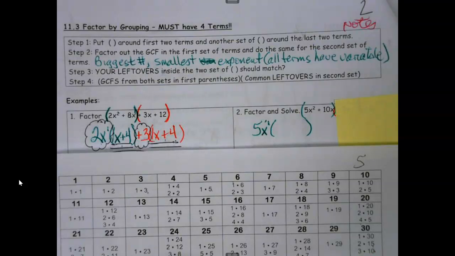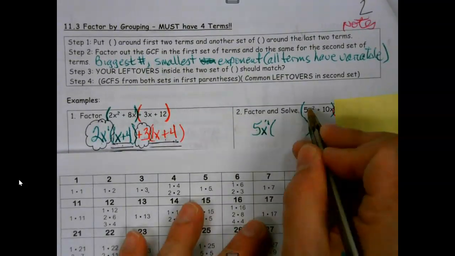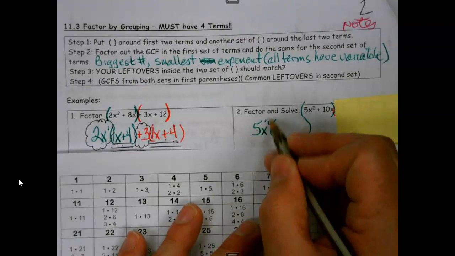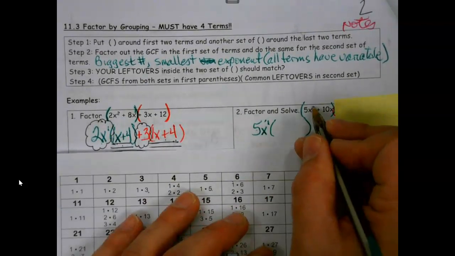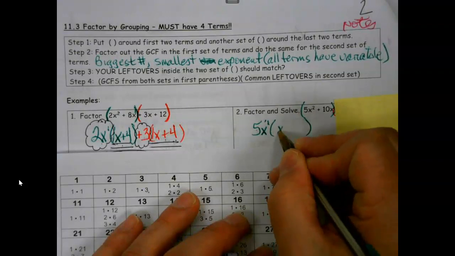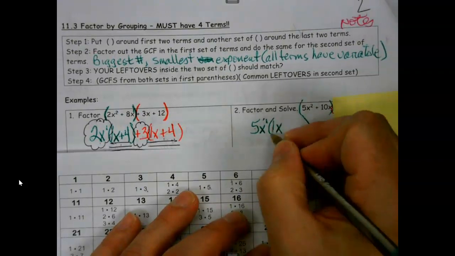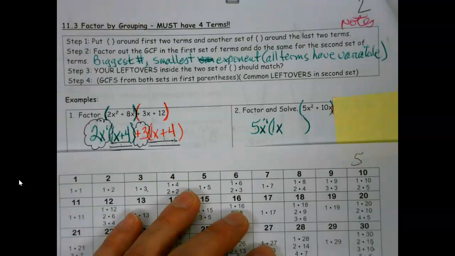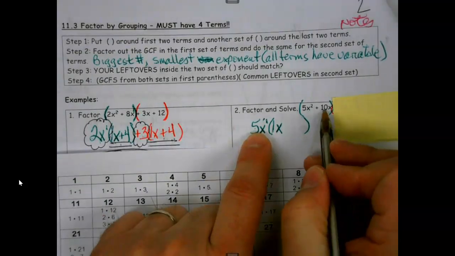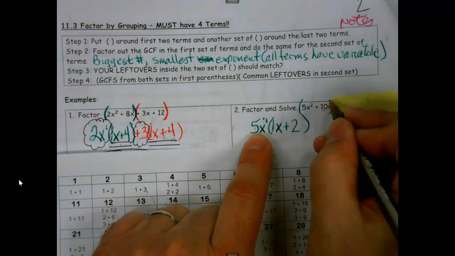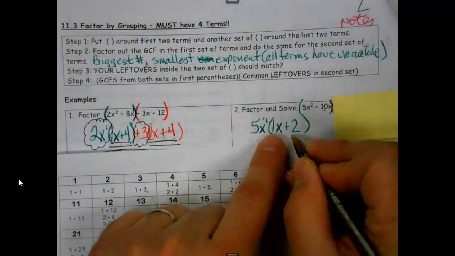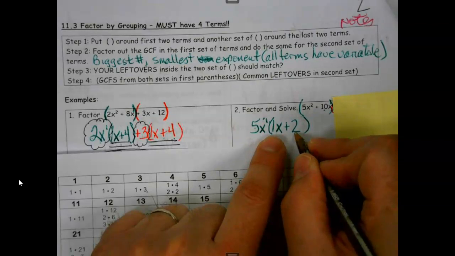And then divide. 5 divided by 5 is 1. If you want to put the 1, you can. If you just are like, it's 1, I don't care, that's fine. 2 minus 1 is 1. I'm going to put my 1 in here still. 10 divided by 5 is 2. But 1 minus 1 is 0, so I'm not going to have an x on this part.